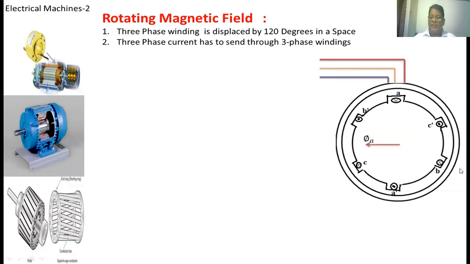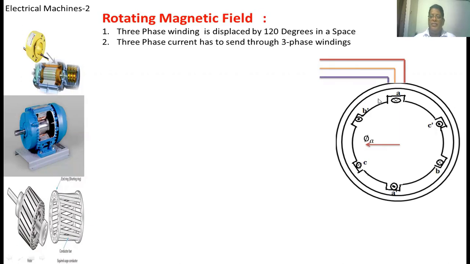Here we have taken the stator. This is the A phase, A dash. This is B, B dash. This is C, C dash. A is nothing but the starting point of the coil. A dash is the finishing terminal of the coil. In the same manner, B is the starting terminal of the coil, B dash is the finishing terminal of the coil. C is the starting terminal of the C coil, and C dash is the finishing terminal of the C coil.